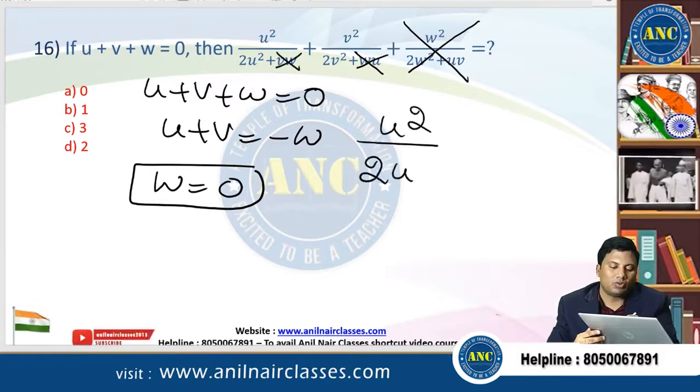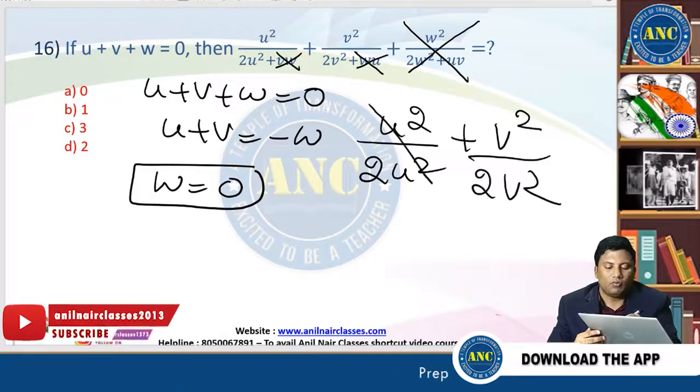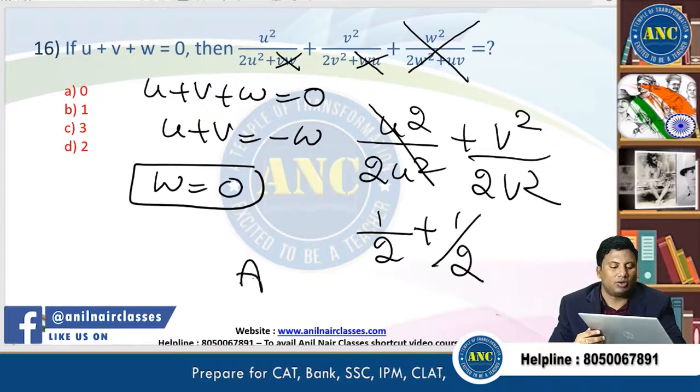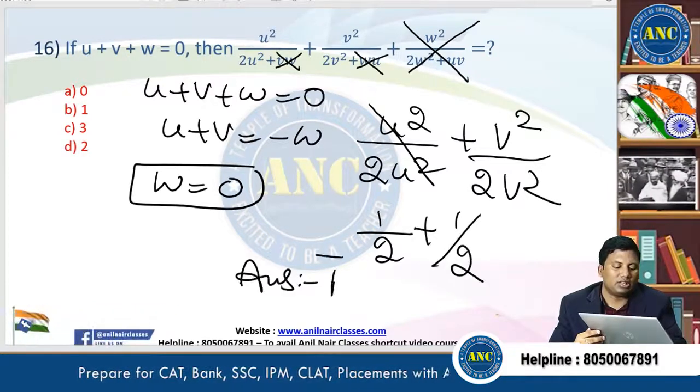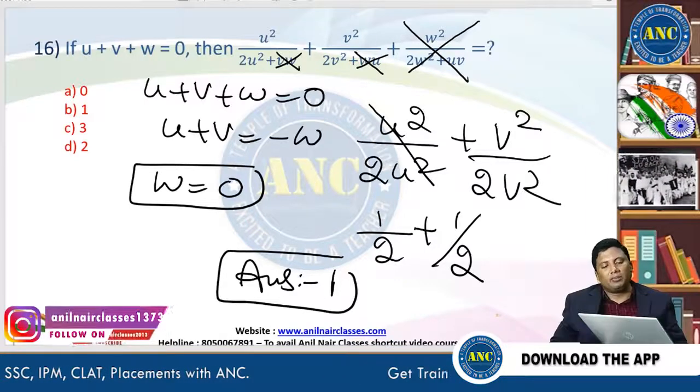u square by 2u square plus v square by 2v square. 1 by 2 plus 1 by 2. Answer for this question is nothing but 1. Idea clear? Make dependent variable 0.